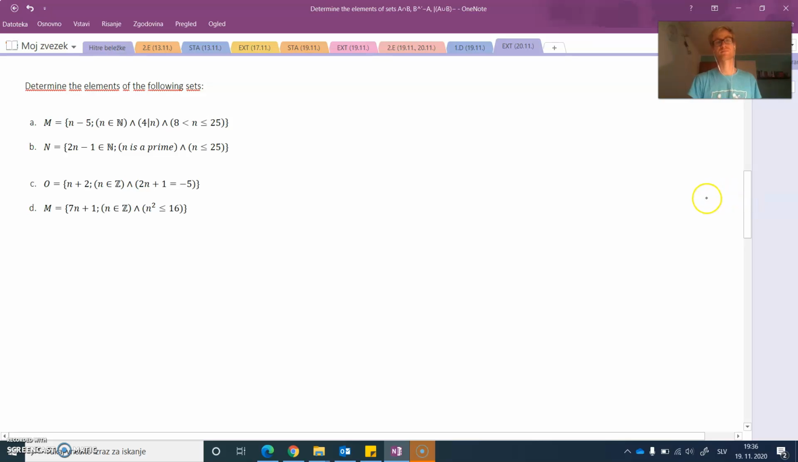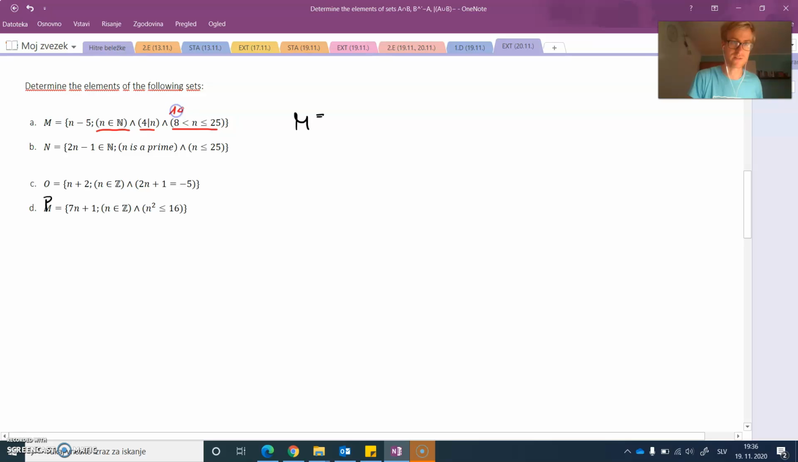Okay, so the next one. In the next one, well, you had to determine the elements of some sets. And well, maybe if we do the M and N, and this probably should be a P. So the M, what elements does it have? If we just read this set out, okay, those are natural numbers, meaning the numbers that we count with, 1, 2, 3, 4, 5, and so on. This basically tells you 4 divides them, meaning they're divisible by 4, and they're between 8 and 25, with 25 included. So all the natural numbers that are between 8 and 25 and are divisible by 4.